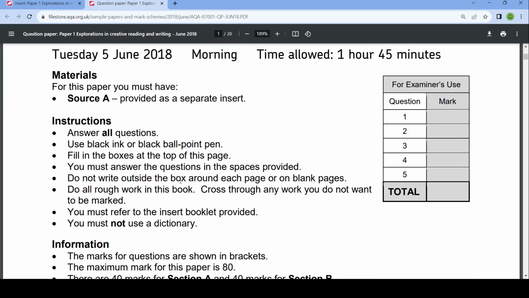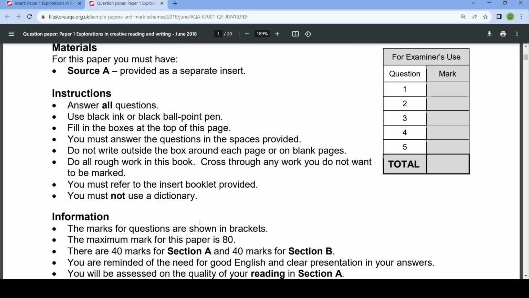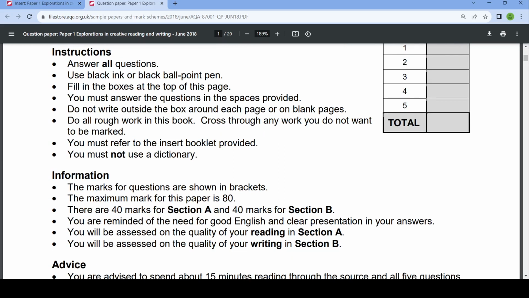And you have to answer all the questions. I won't go through all this line by line. I'll just pick out some of the main bits. You cannot use a dictionary. So if there's any word you don't know, you need to try and work it out using the context. But I'll talk more about that later on.